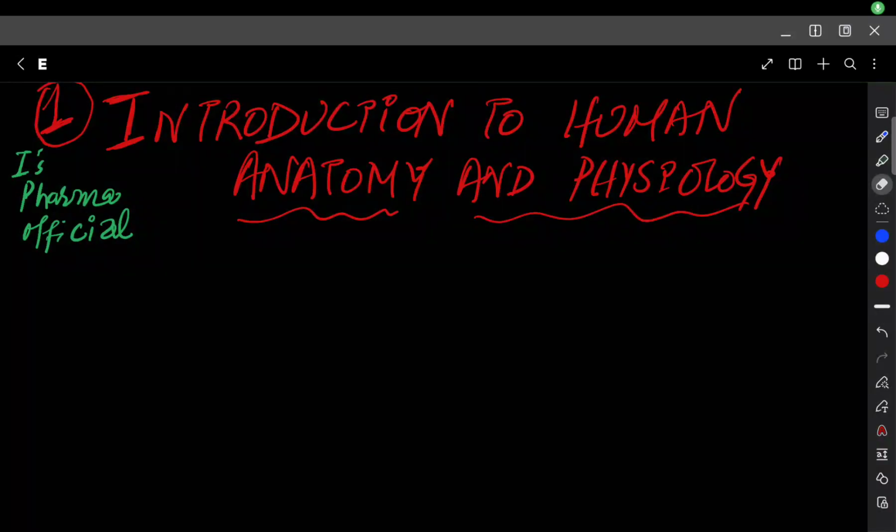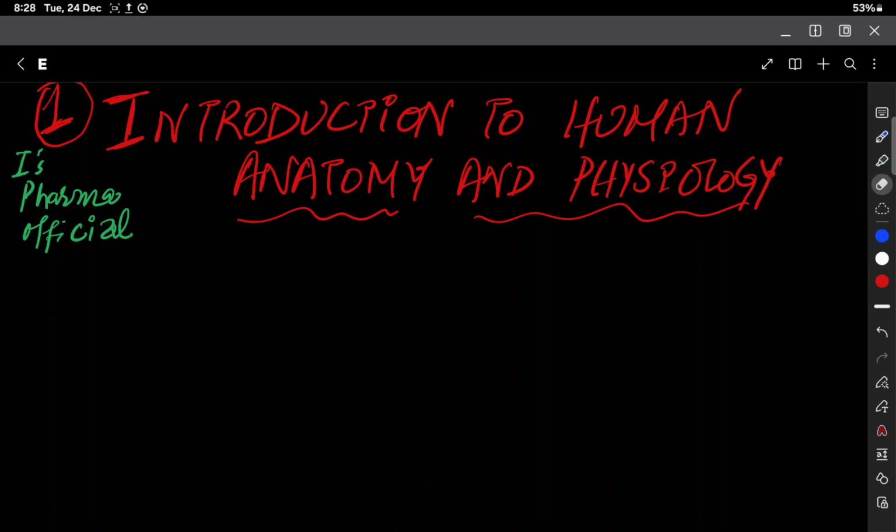Going to study the first topic of human anatomy and physiology, which is included in the syllabus of the B Pharm first sem. So that's introduction to human anatomy and physiology. In this introduction, we will be studying what anatomy is, what physiology is, what are the various subdivisions of anatomy and physiology, and what is the scope of anatomy and physiology, meaning why we will be studying the anatomy and physiology.